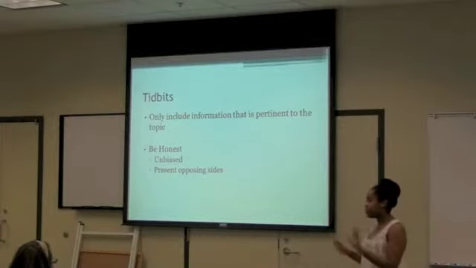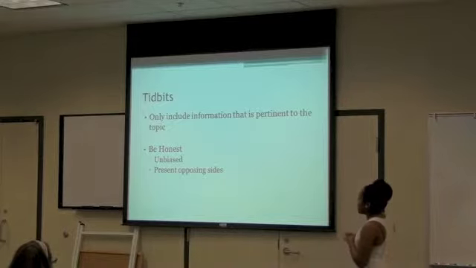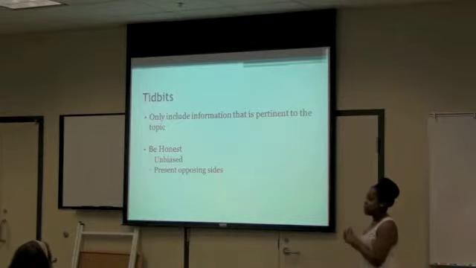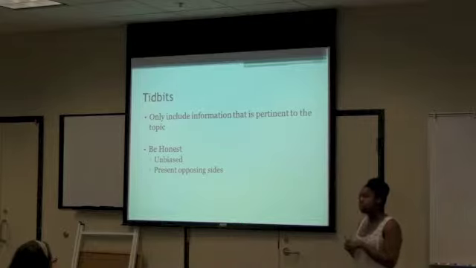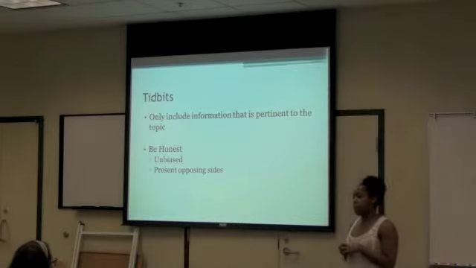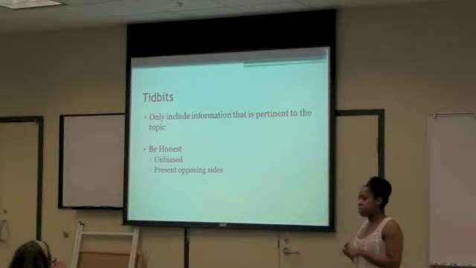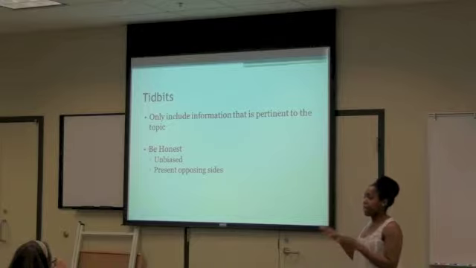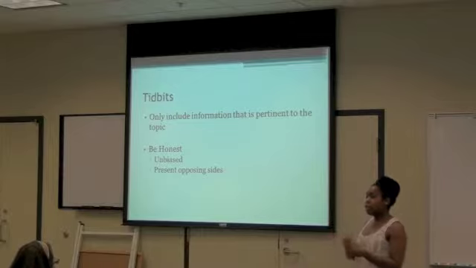No? Okay. And be honest and unbiased and present opposing sides. It's really easy for you to communicate scientific matters and put your own bias. Just because you don't say, I believe this or I think this, does not mean that you're not biased. So if there is an opposing side, don't neglect that opposing side. You have to include it also. It's all important to the topic. Is that clear?